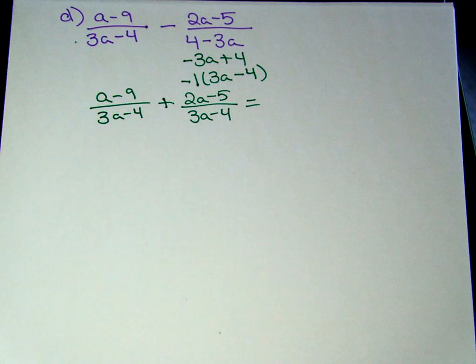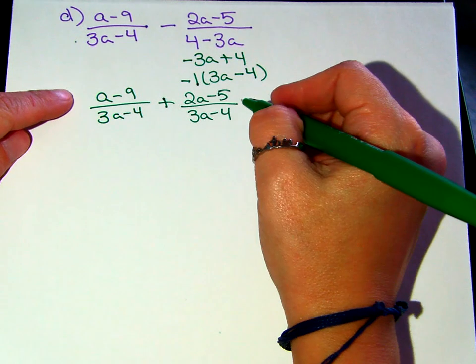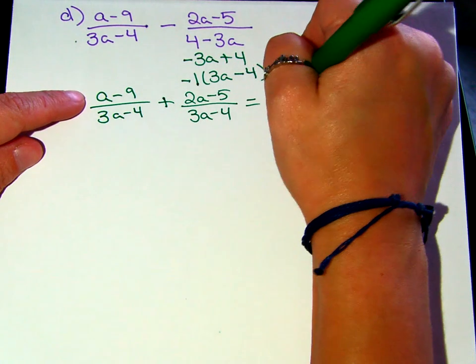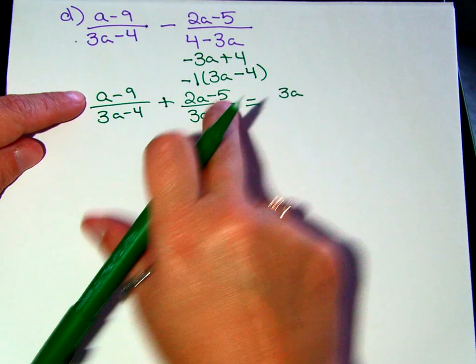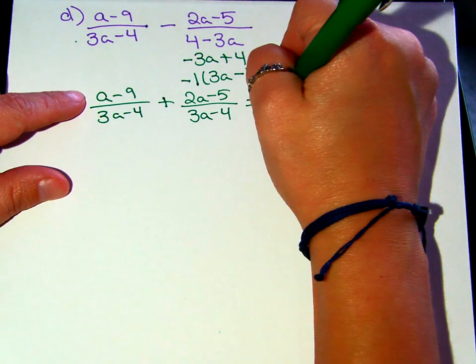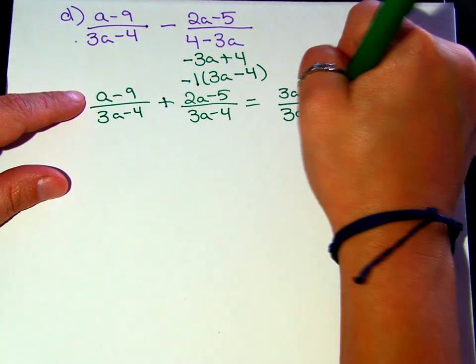With the denominators the same, I'm adding across the top. So I have an a plus 2a, which is 3a, minus 9 minus 5 gives me a minus 14, all over 3a minus 4.